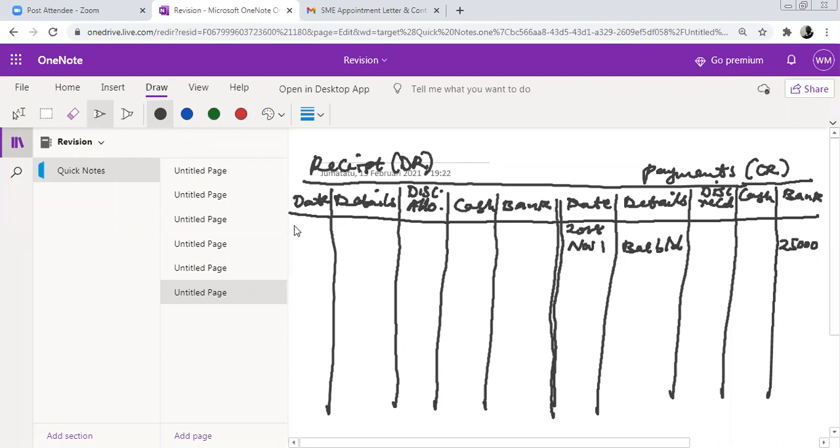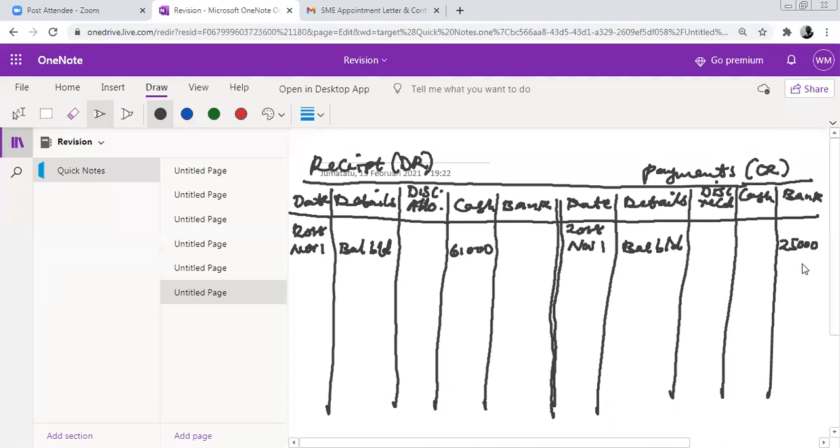But for the cash, it cannot be negative. So this is 2018, November 1. You also write here balance brought down. You put here on the column of cash, 61,000. 61,000, it is a debit balance. You put it on the debit side. So that is how you record these balances.